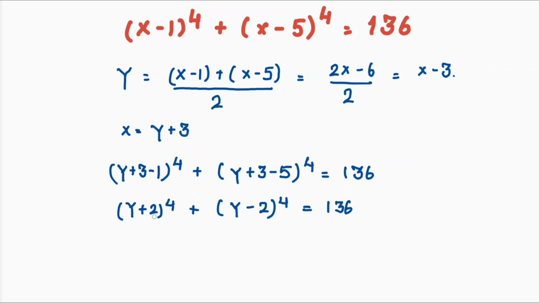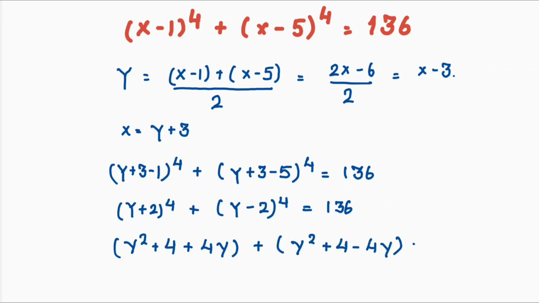In the first step, take y plus 2 square and here y minus 2 square. Now look at these both expressions carefully. Both have y square plus 4 common and one term is plus 4y and minus 4y.